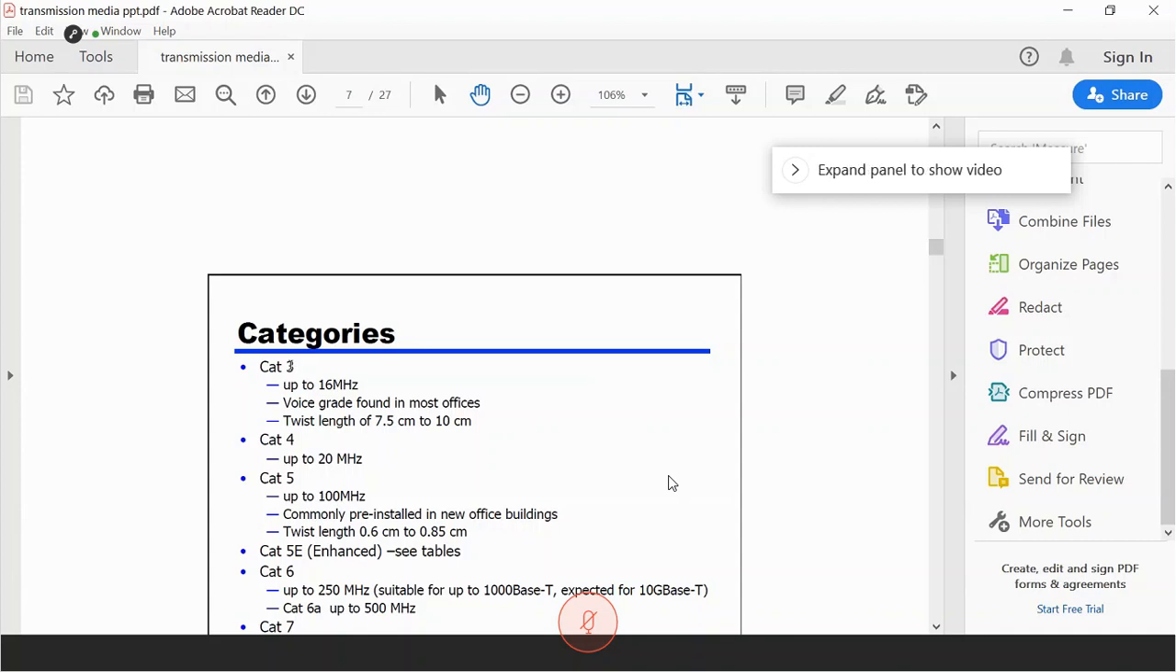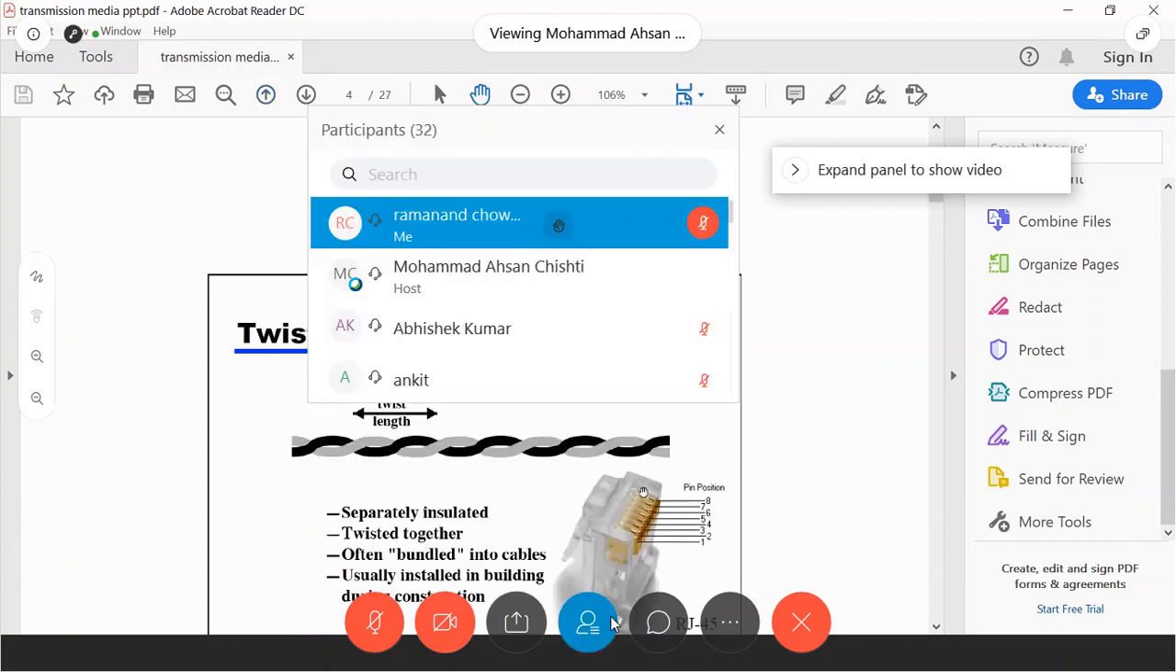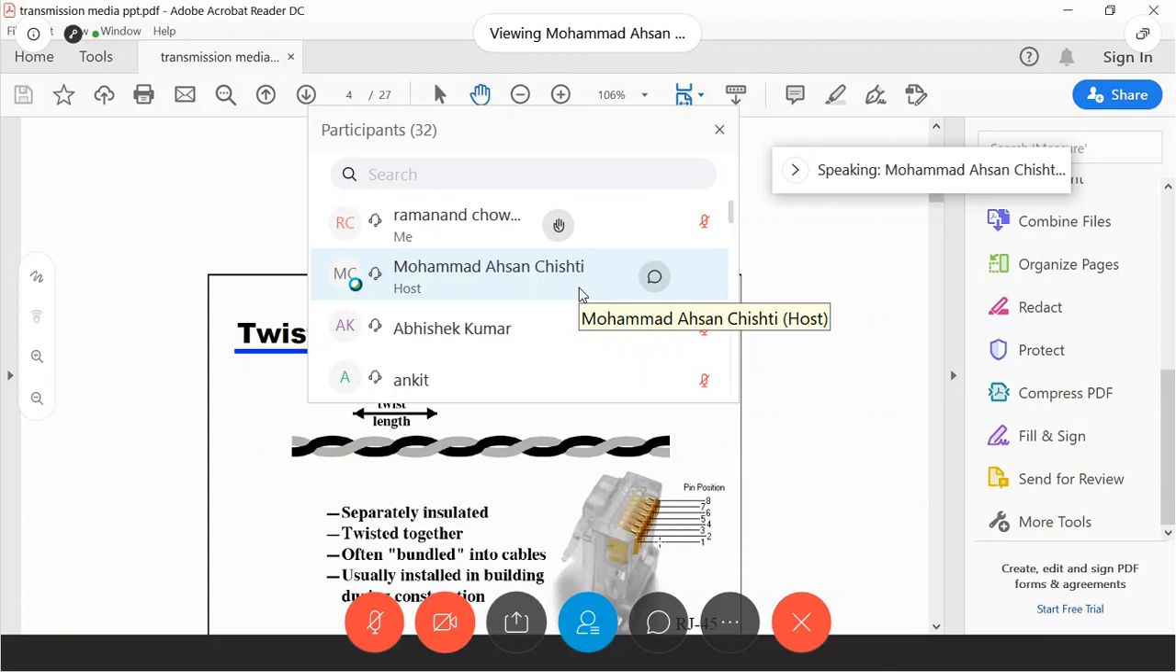Now the maximum specified distance of these twisted pairs for transmission of data is 100 meters. Cat 5, what you see, is of 4 pairs, that means 8 wires going on. This is the connector that we use for it.